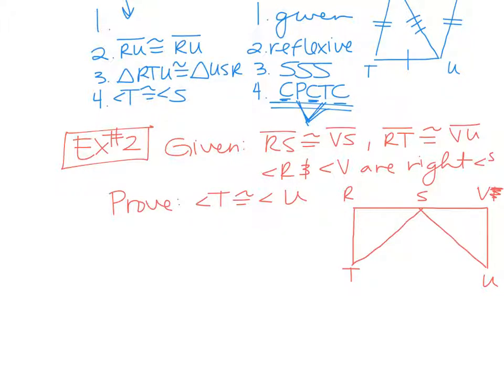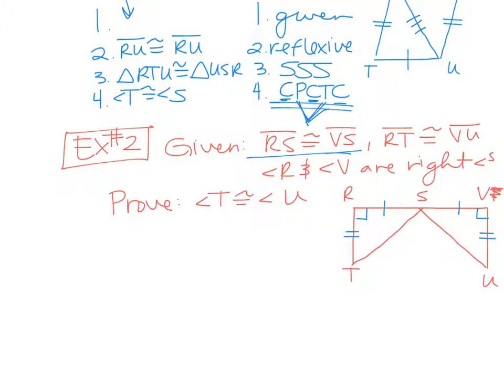What should I do first before the given? Mark it up, right? Label what you know. So RS congruent to VS. We're going to mark that. RT congruent to VU. Mark that. And angle R is a right angle, and angle V is a right angle.